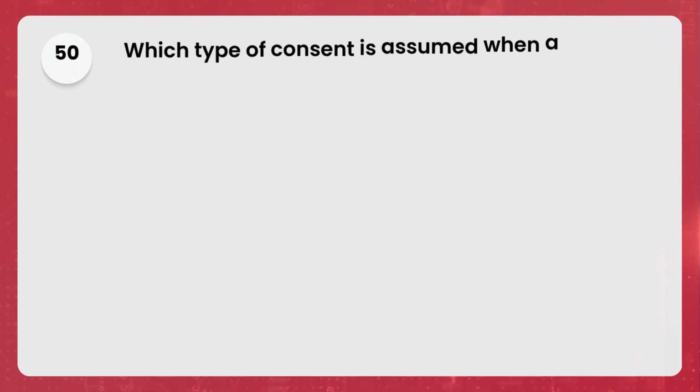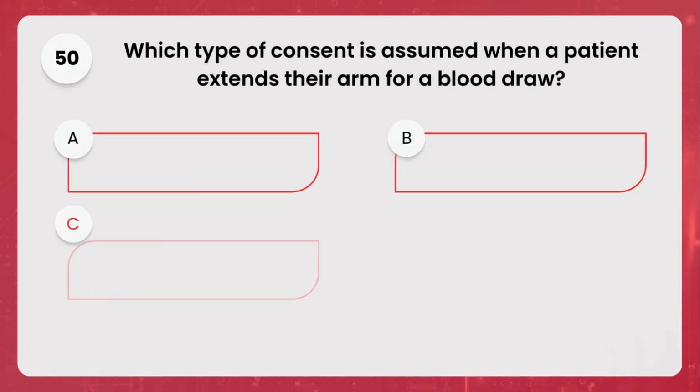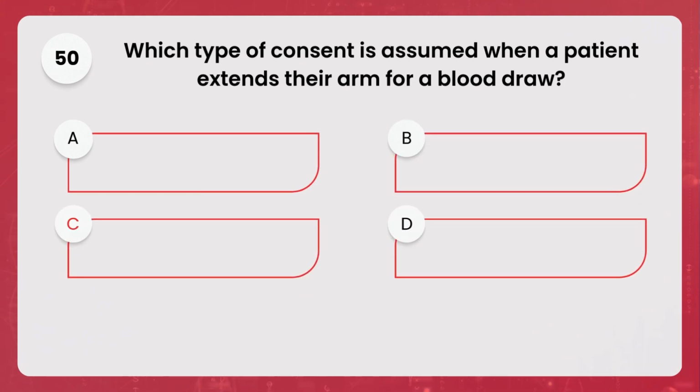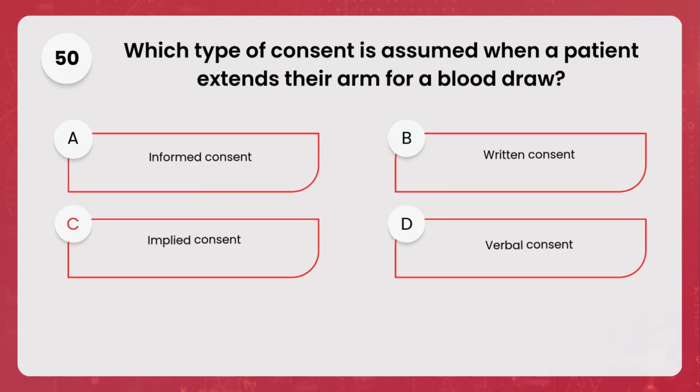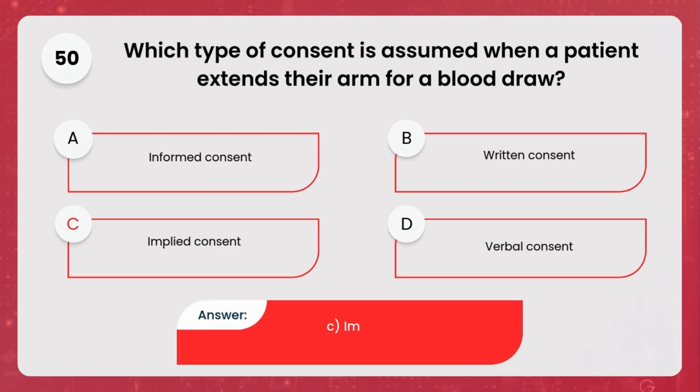Number 50. Which type of consent is assumed when a patient extends their arm for a blood draw? A, informed consent, B, written consent, C, implied consent, or D, verbal consent? The answer is C, implied consent.